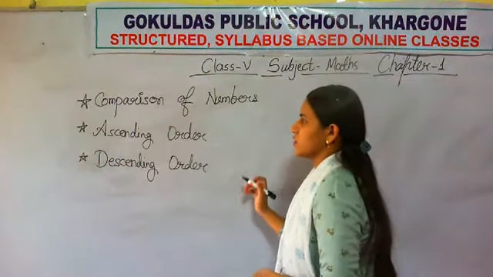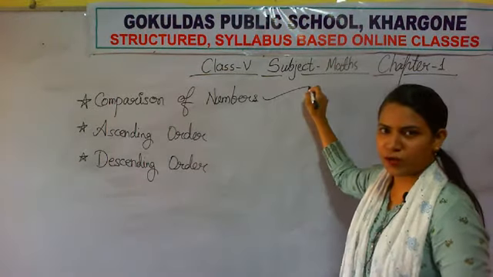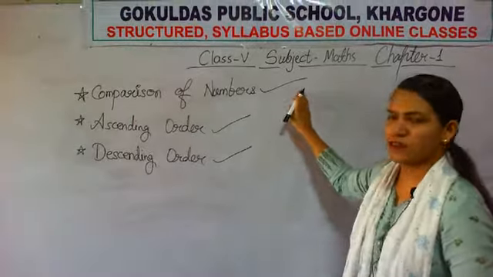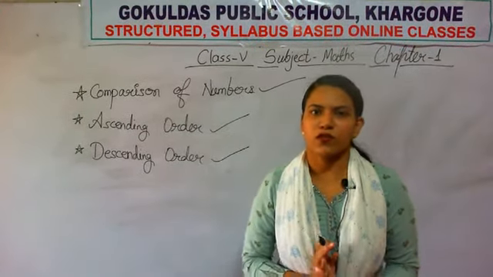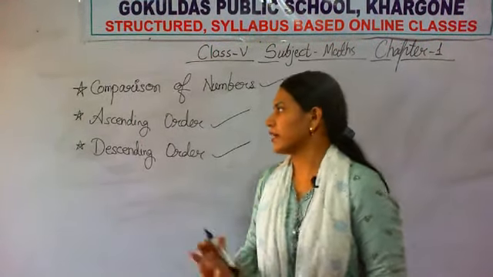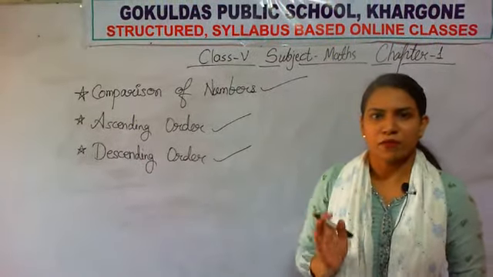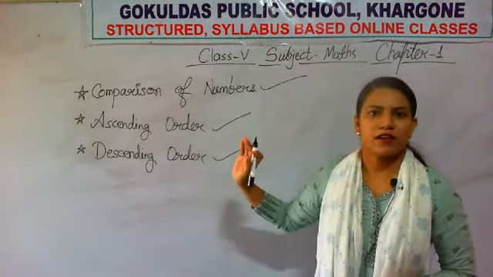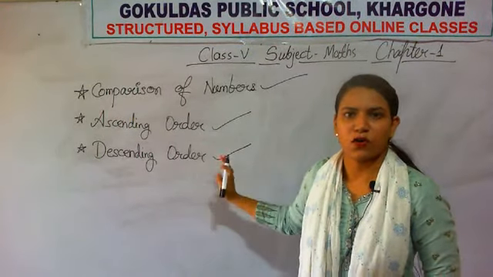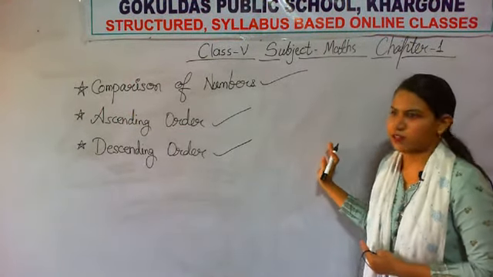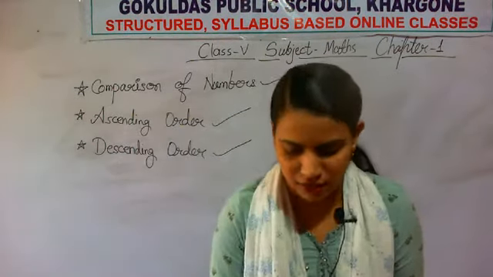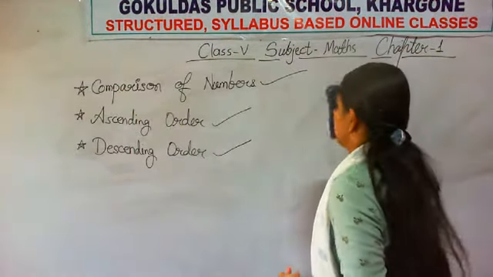In previous classes you have learned comparison of numbers, ascending order and descending order. In comparison of numbers we have discussed three rules for comparison, right? In ascending order we arrange numbers from smallest to largest. In descending order we arrange numbers from largest to smallest. Ascending and descending order both are vice versa of each other. Okay.